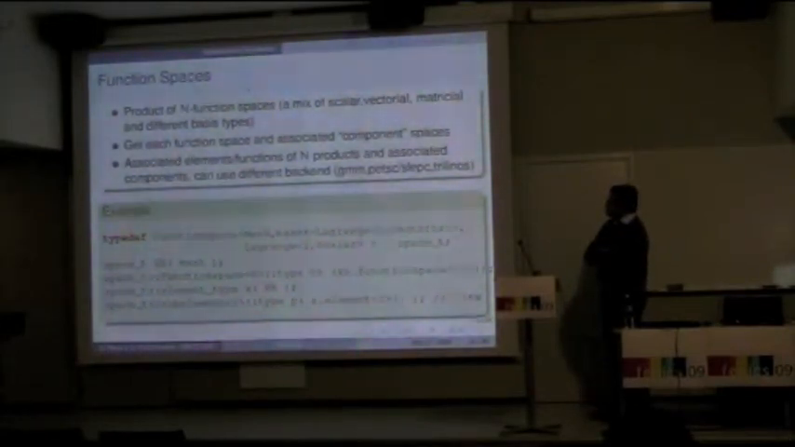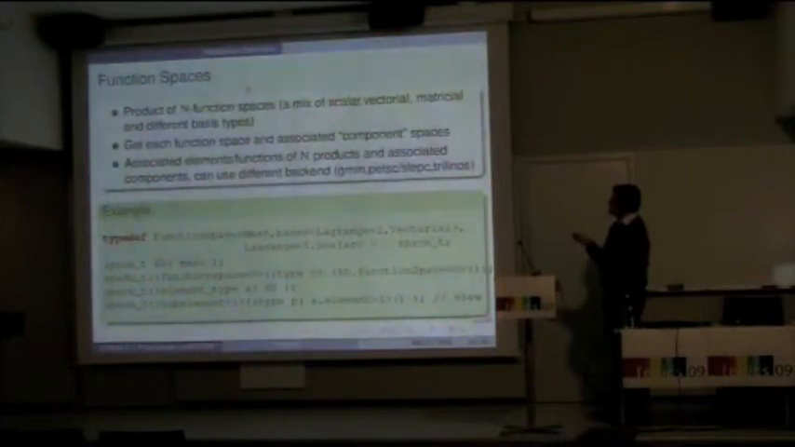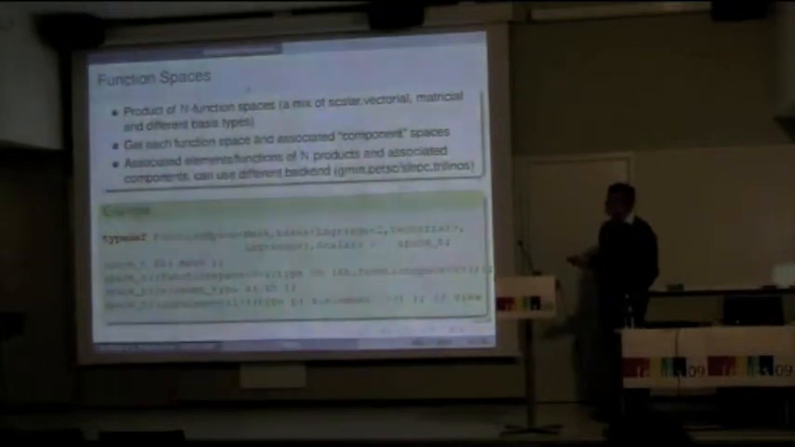Now we have the function spaces. So basically the data structure, which is called function space, is parameterized by the mesh and basis functions, but it allows you to write products of n function spaces, a mix of scalar, vectorial, matricial function spaces. And you can of course extract each function's associated subfunction space and the associated component spaces if needed, if it applies.